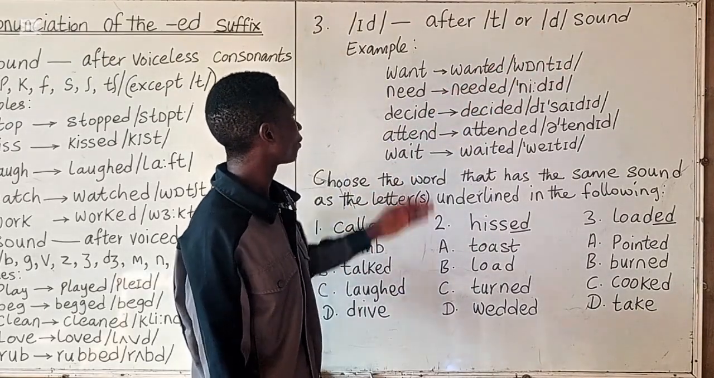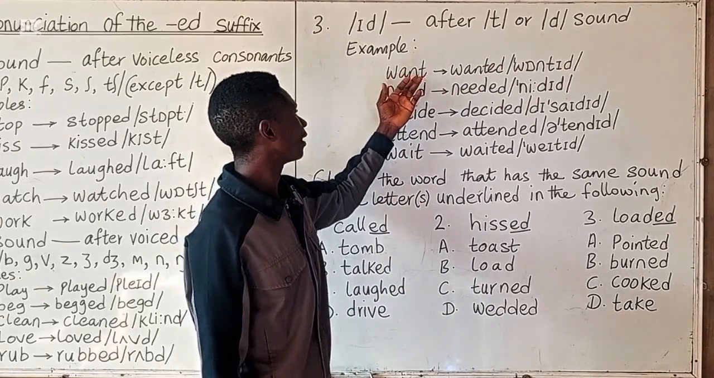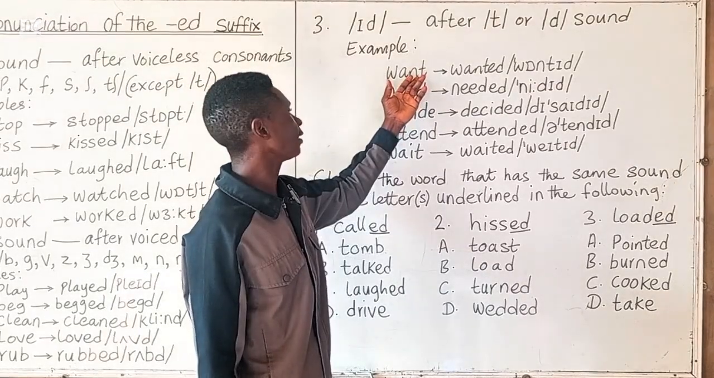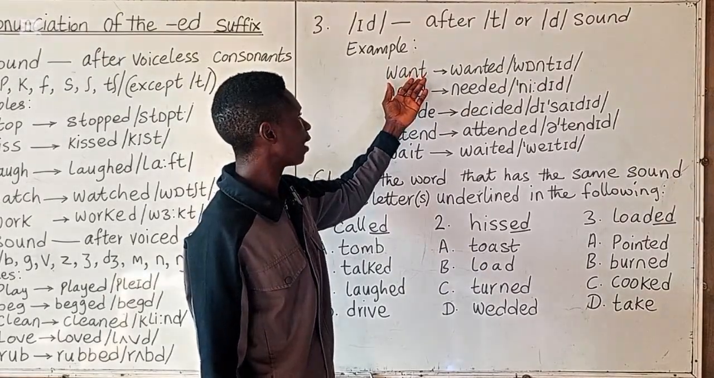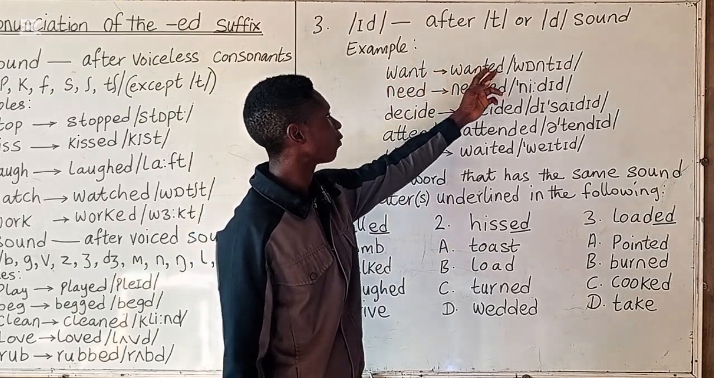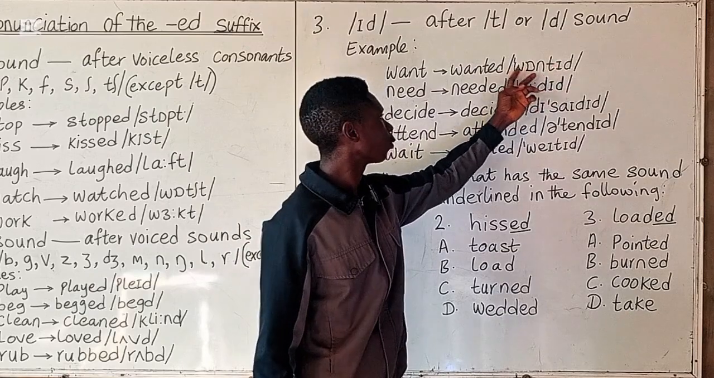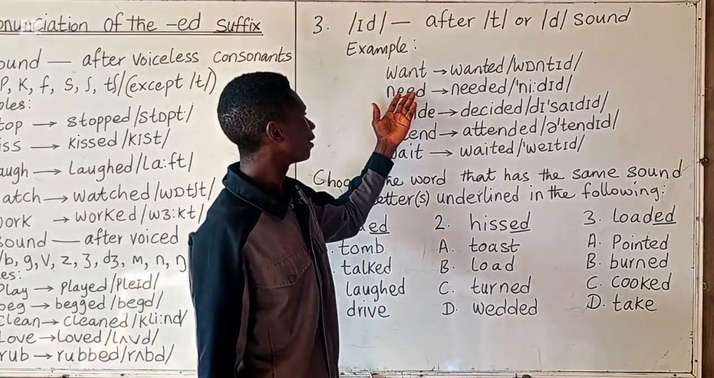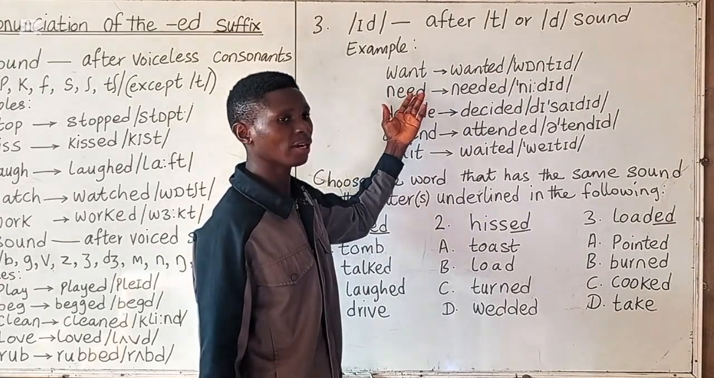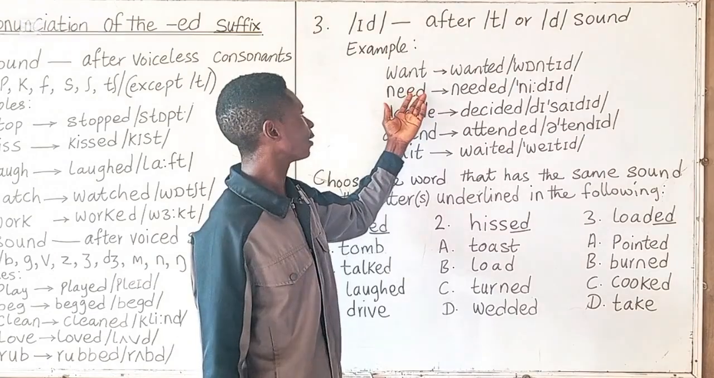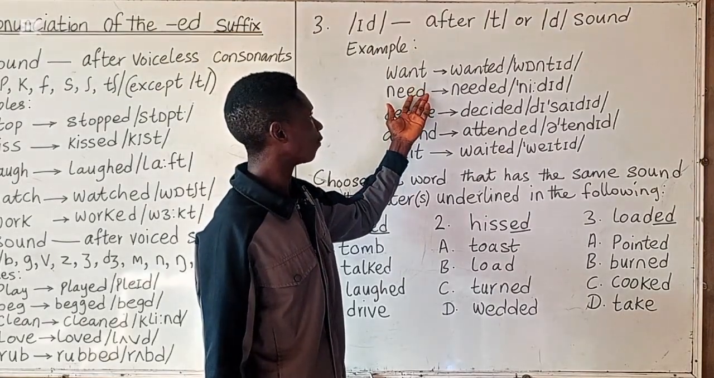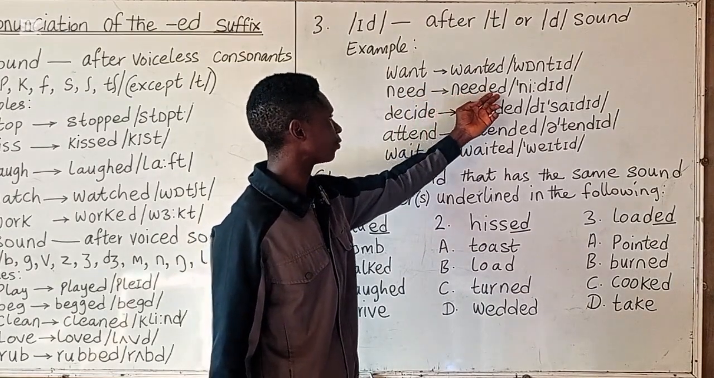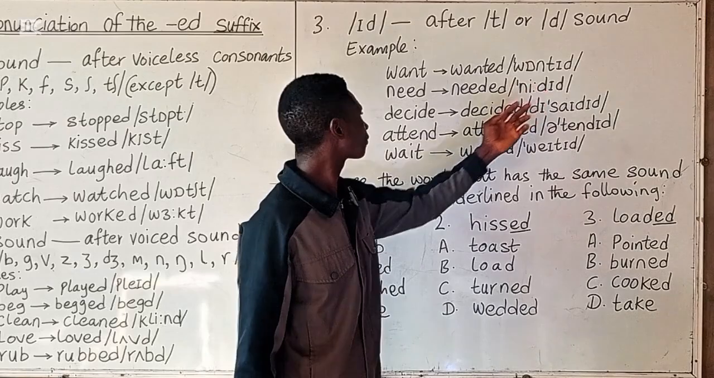Examples are given here. Here we have want. The last sound is T, which is the voiceless alveolar plosive sound. Hence, when we add ED to it, we have wanted. The next one is need. In need, the last sound is D, which is the voiced form of the alveolar plosive sound. Then when we add ED to it, we have needed.